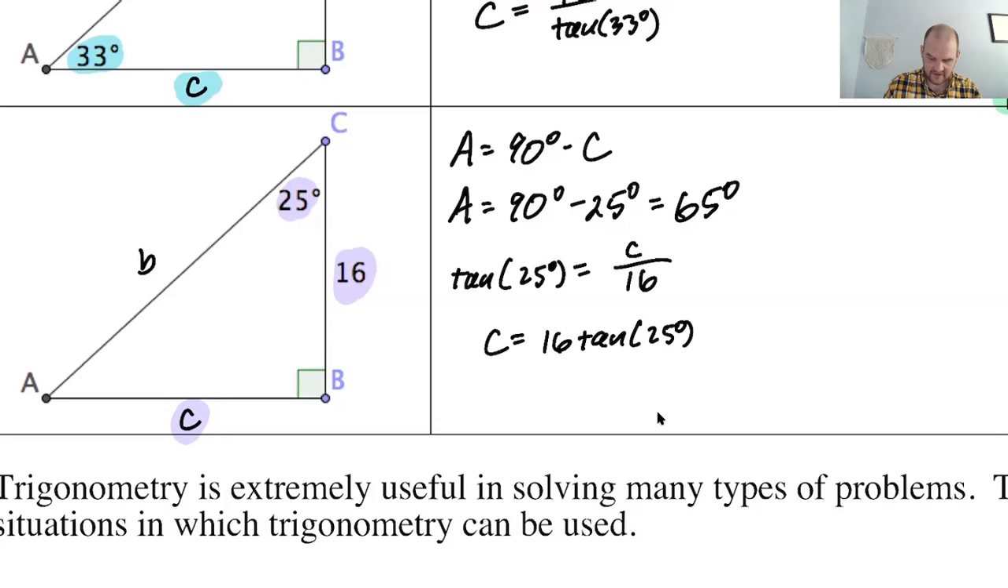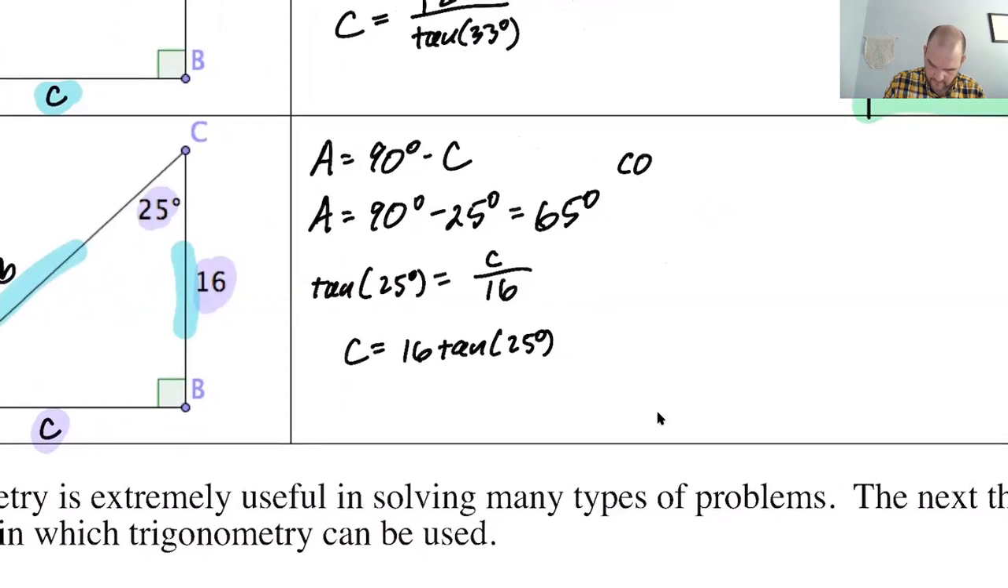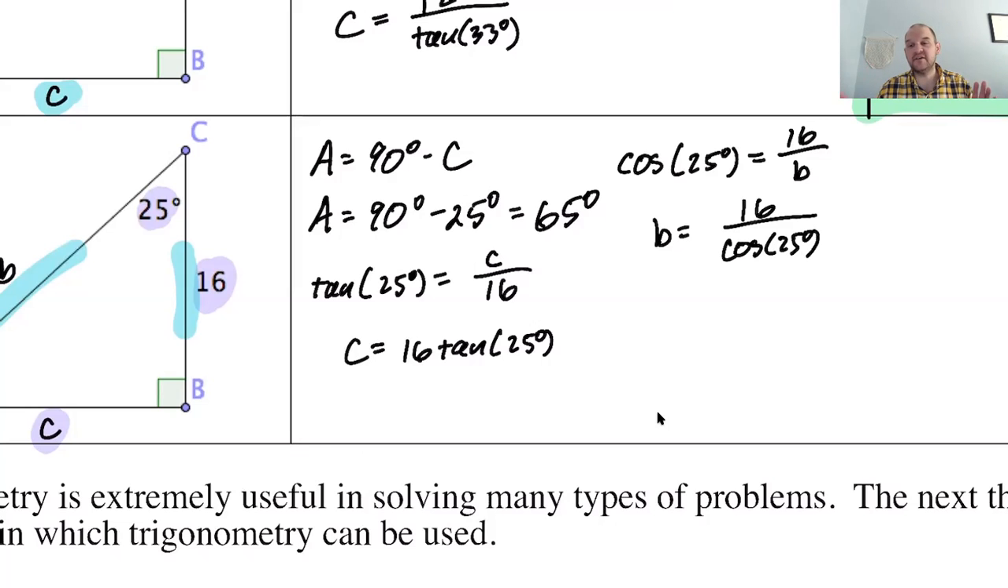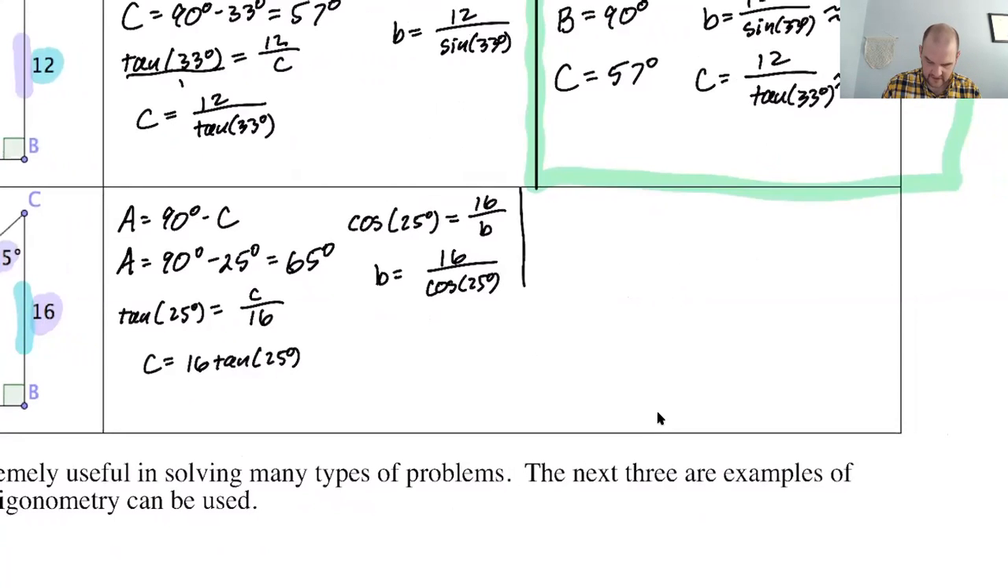It's the exact value. And then to find B, we know adjacent, and we want to know hypotenuse. Adjacent, hypotenuse, cosine. So I'm going to say that the cosine of 25 is adjacent, which is 16, over hypotenuse, which is B. So then B is going to be 16 divided by the cosine of 25. That's the exact value. It cannot get better than that. But we'll use a calculator to get worse. So let's see if we can do that.